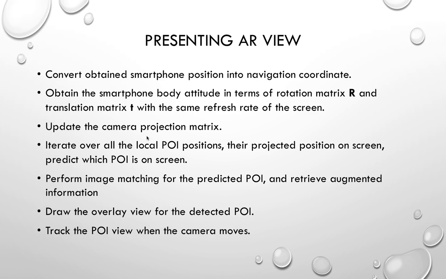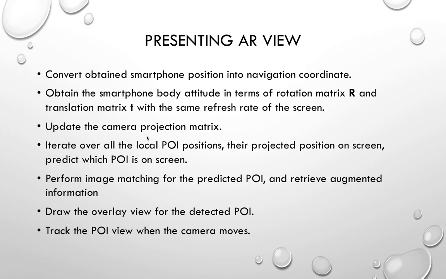Here we summarize the process to present the AR view on the user's smartphone. First, we obtain the smartphone position and convert it into the navigation coordinate. Then we utilize the inertial sensors to estimate the body attitude of the smartphone in terms of the rotation matrix and the translation matrix. In real implementations, we achieve a very high flush rate for this inertial data. Then we update the camera projection matrix.